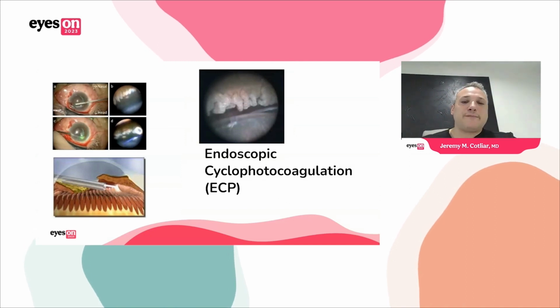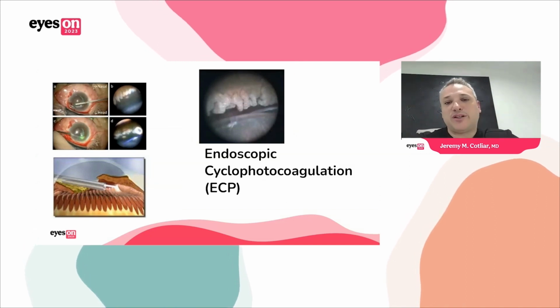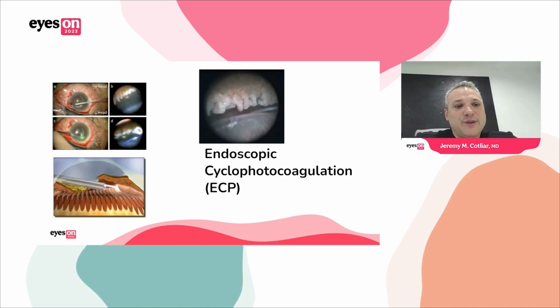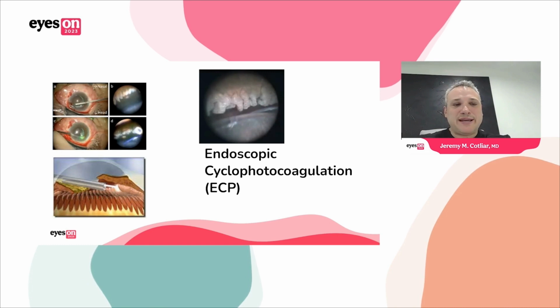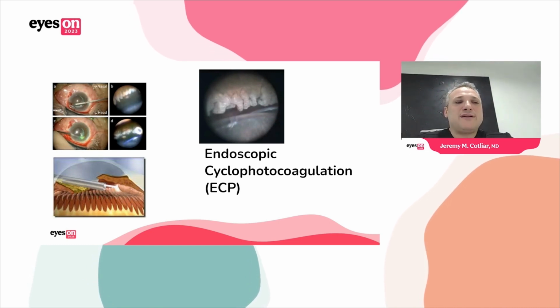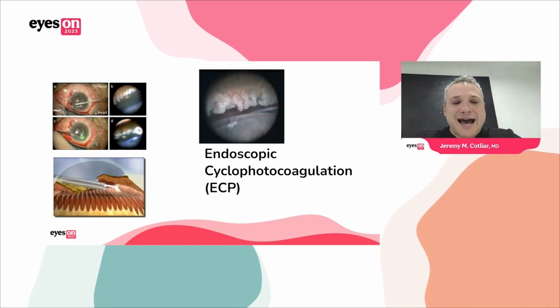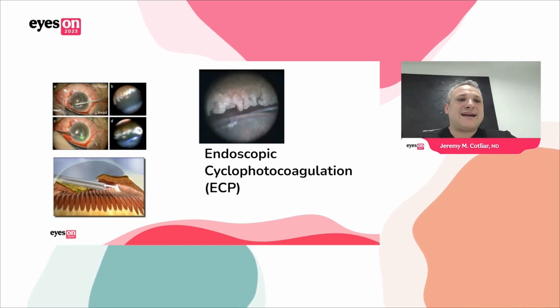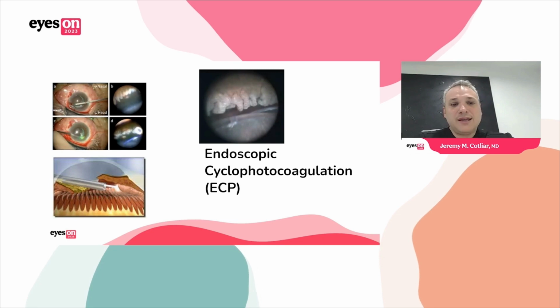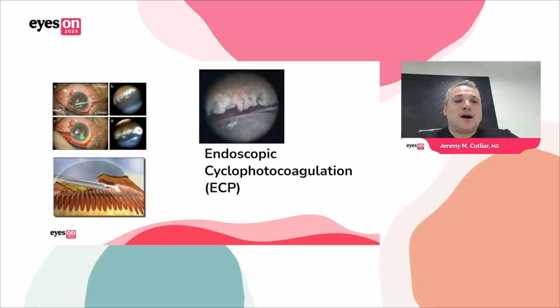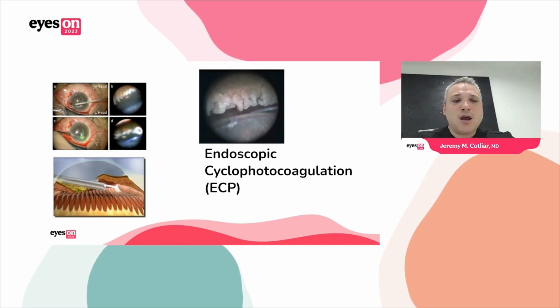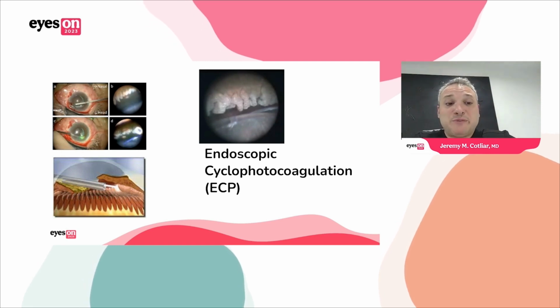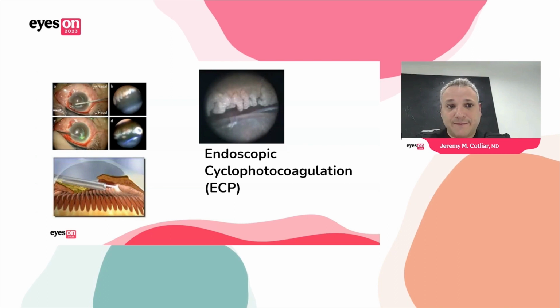So now we'll talk about ways to decrease aqueous humor production. Endoscopic cyclophotocoagulation, or ECP, is something that I've used in the past, but I find it to be very damaging to the eye, and it's not very user-friendly. Not to mention, you ablate the posterior ciliary processes, which are not exactly where the aqueous humor is being produced, and we'll go over that in a second.